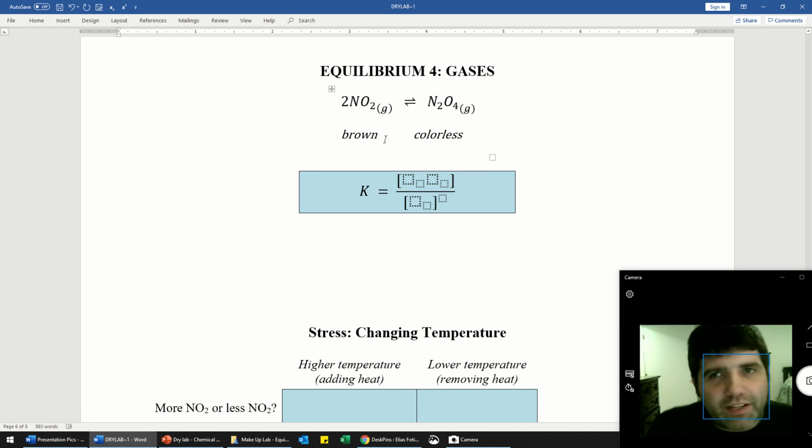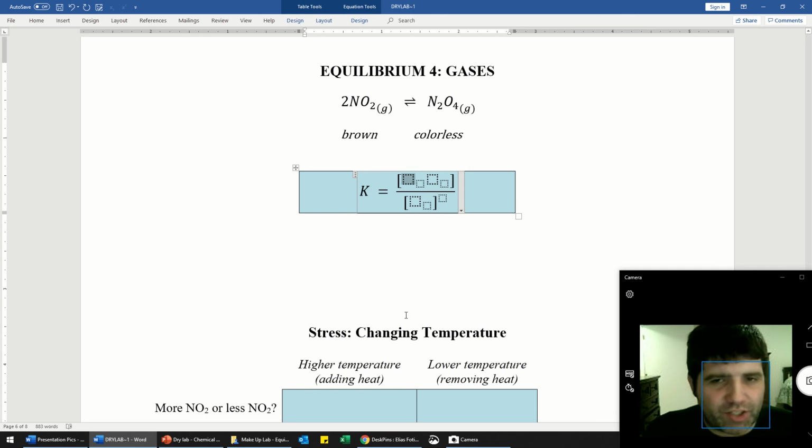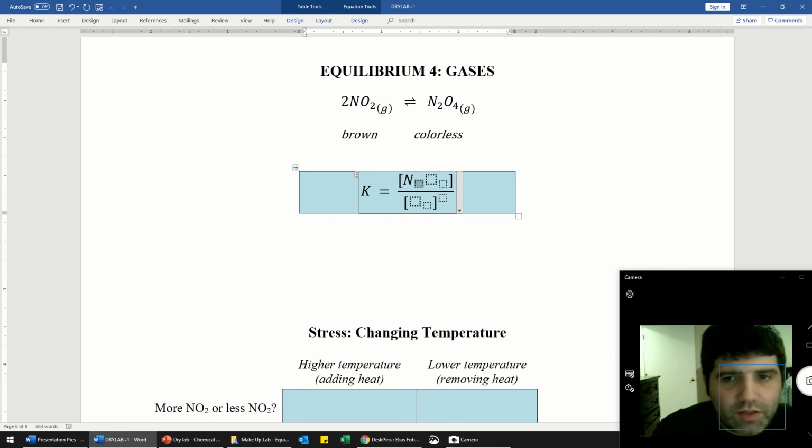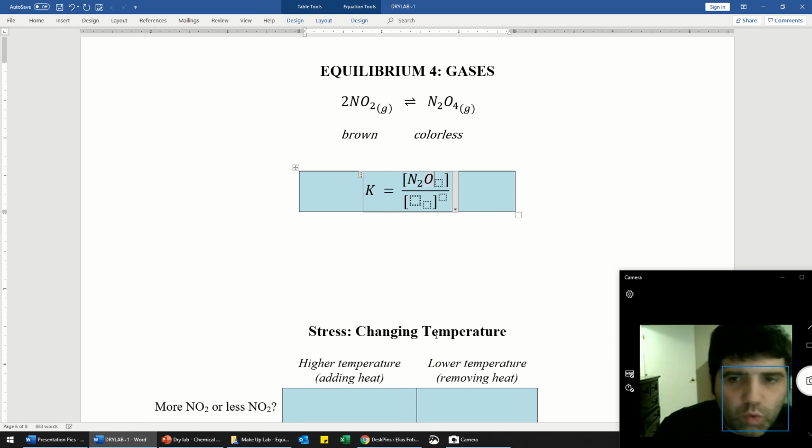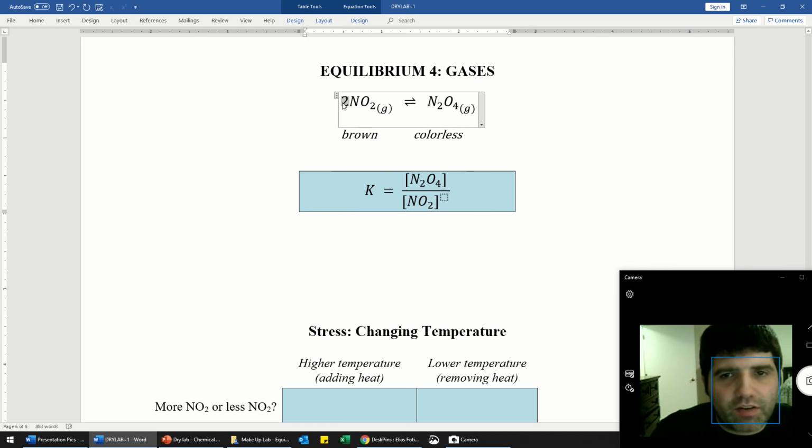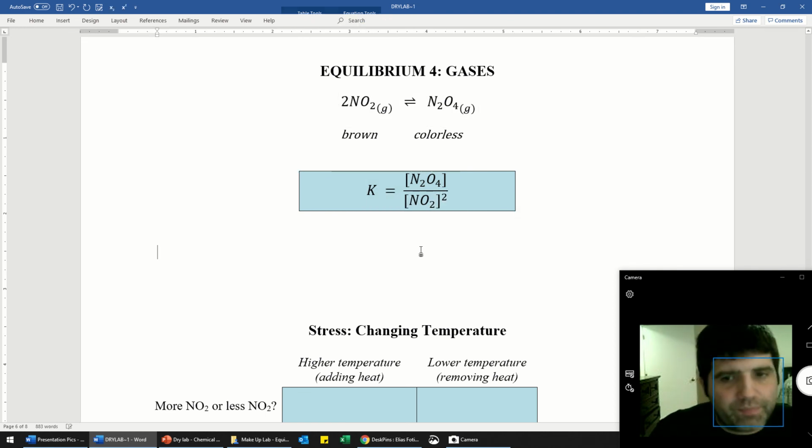There is a pretty dramatic difference in the color. When you have NO2 by itself, the color of the gas is brown. When you have N2O4, it has no color at all. So we can set up the equilibrium constant expression. Gases can mix with each other, so we can talk about them having concentrations. For this one, we have N2O4. There's no coefficient there. And then down on the bottom, we have NO2, and now we have a coefficient of 2, so that is going to go right there.